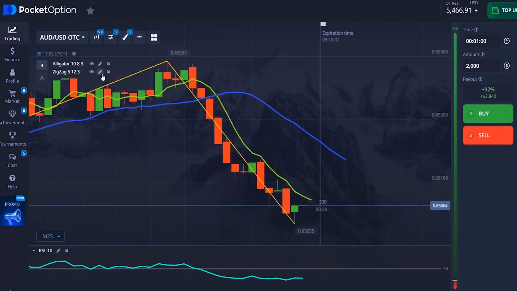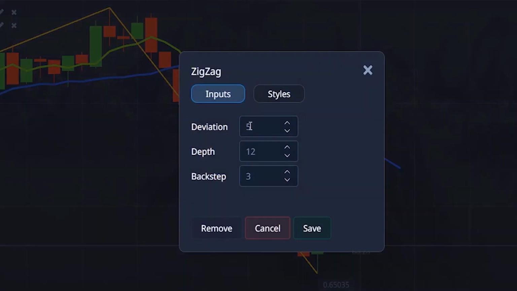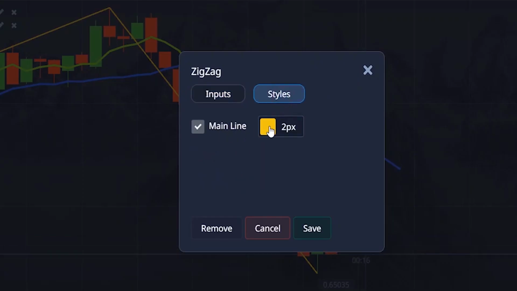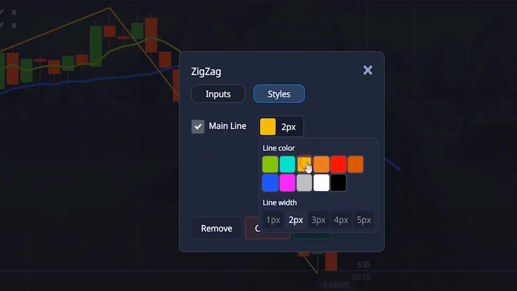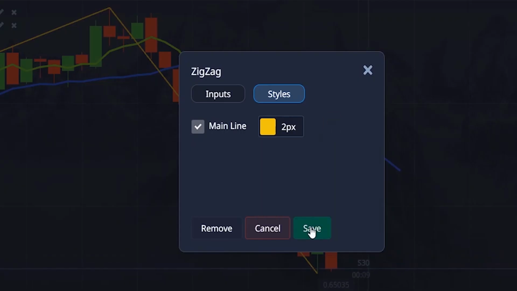My zigzag indicator comes with the settings of the deviation as 5, the depth as 12, while the backstep is 3. Right here on the style level at the main line, I'm going to be using a yellow color and I'll set it on 2 pixels. So when I'm done, I'll click on save.